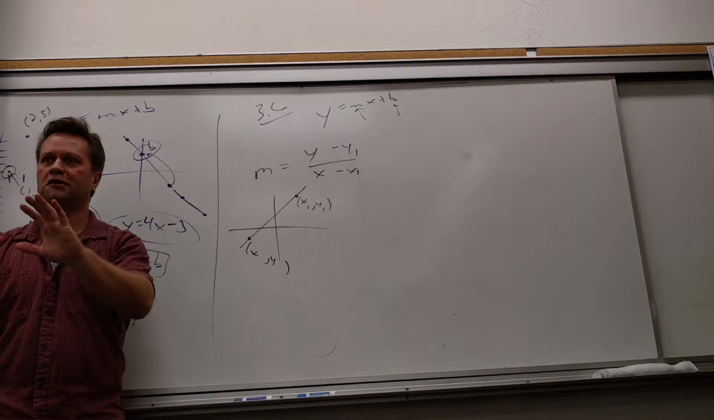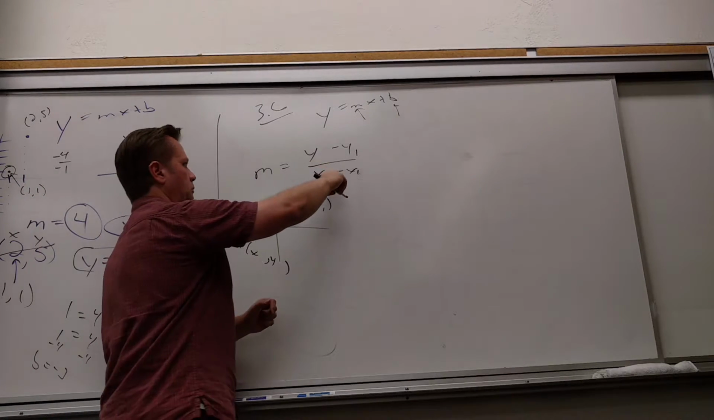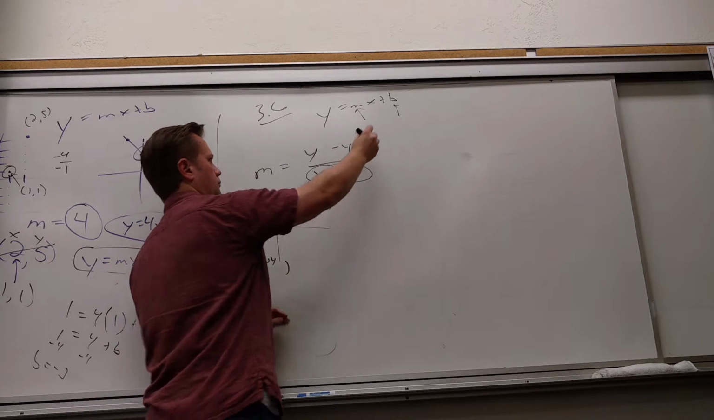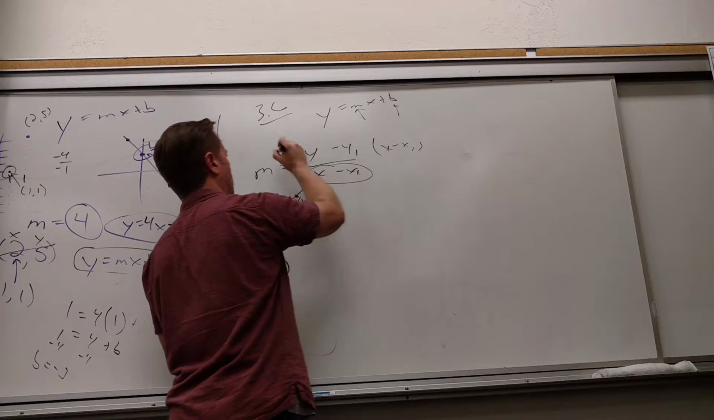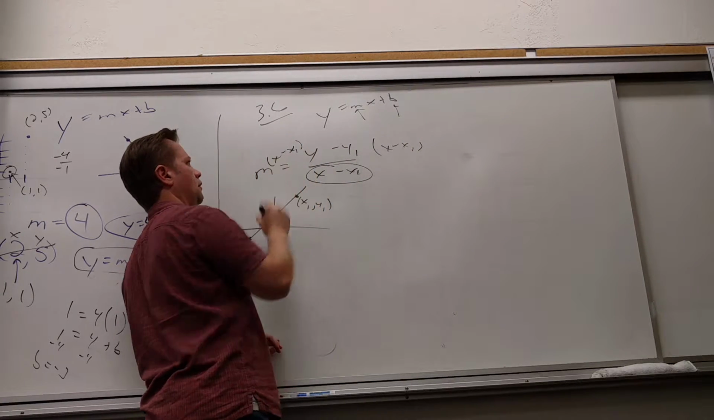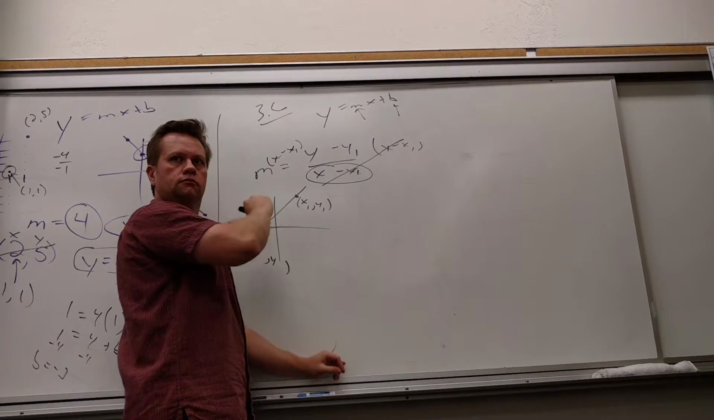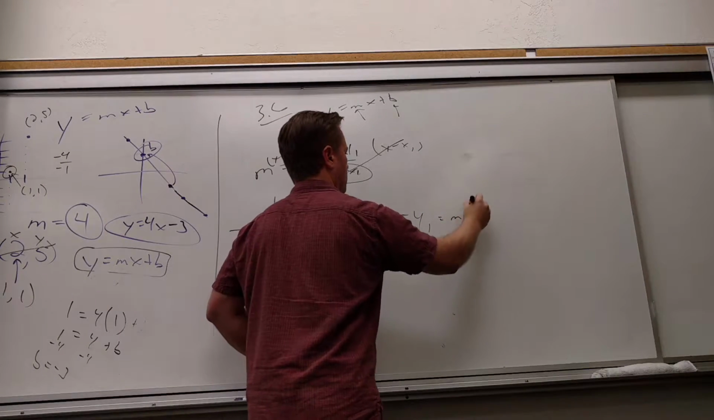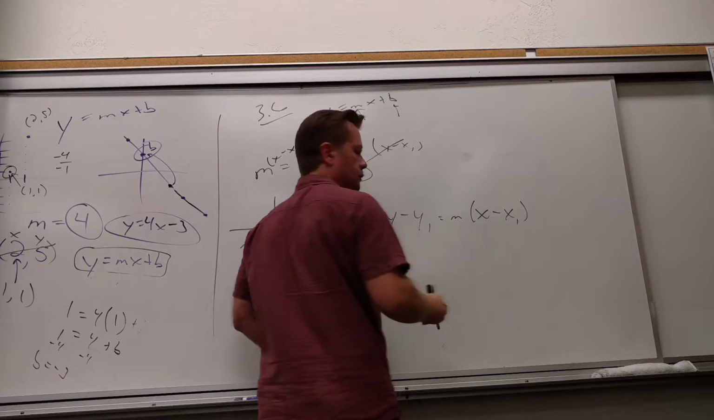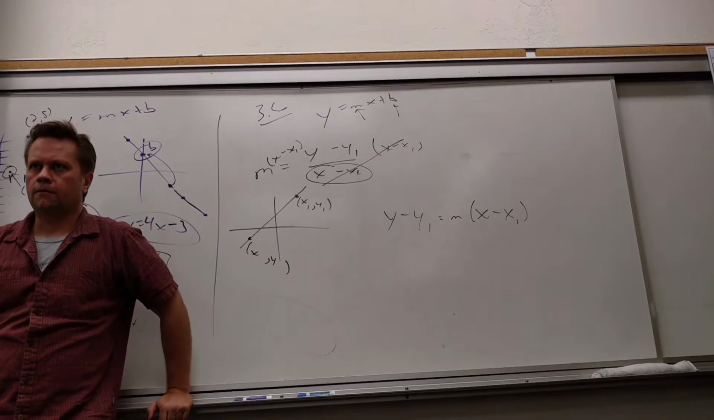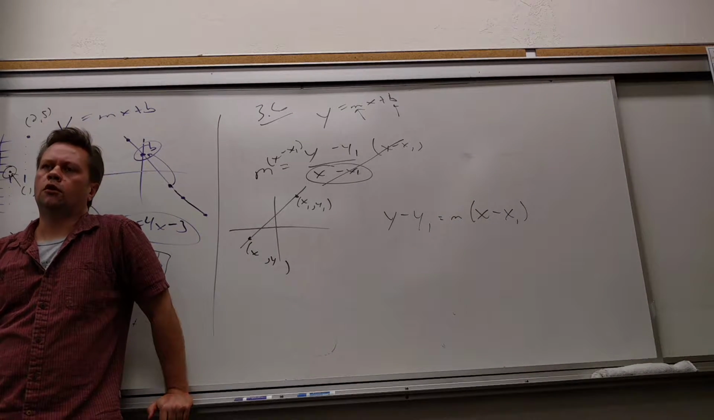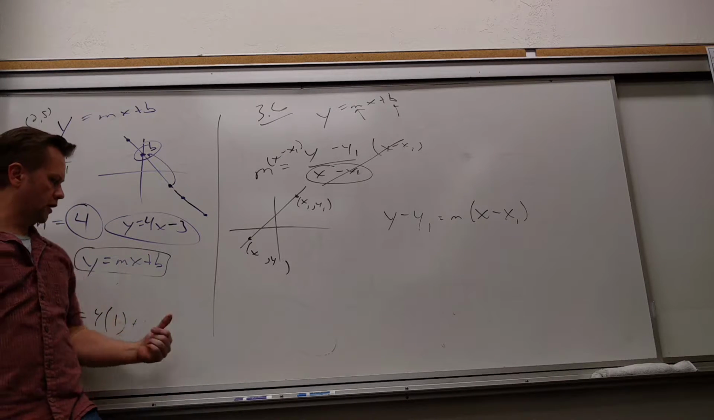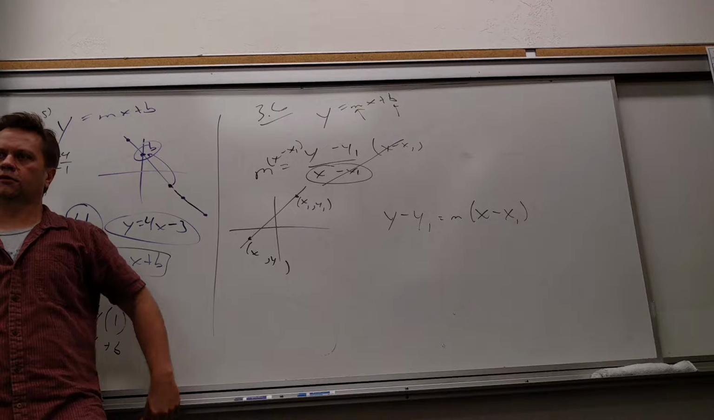We're one step away. If I multiply both sides by this, what do I get? This goes away, so I get y minus y1 equals m times x minus x1. When would you be doing this? When you have a point given to you that's not the y-intercept, and you don't like what I showed you over here.